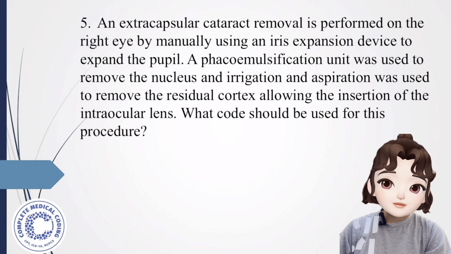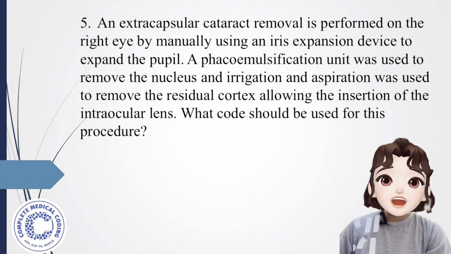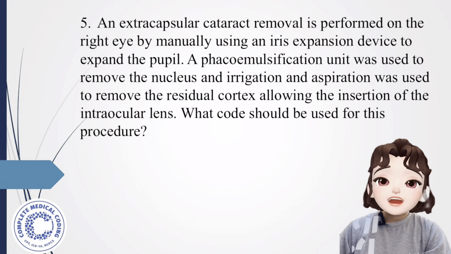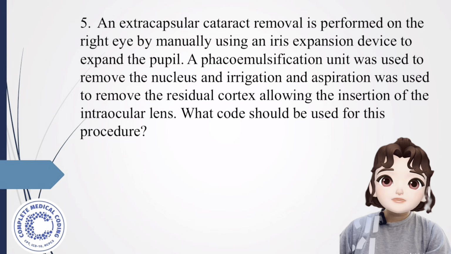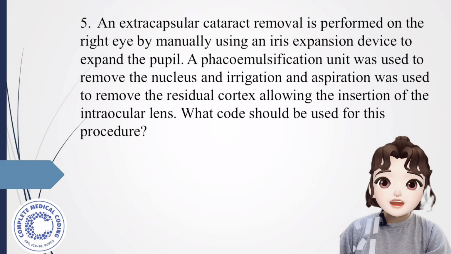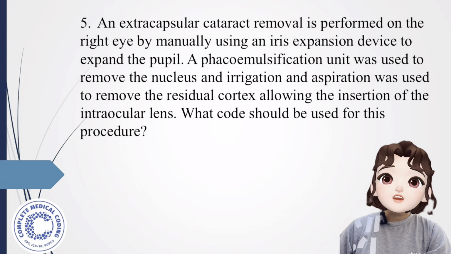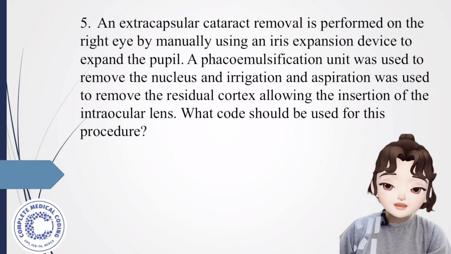Now I'll show you one more question, the fifth question. An extracapsular cataract removal is performed on the right eye by manually using an iris expansion device to expand the pupil. A phacoemulsification unit was used to remove the nucleus, and irrigation and aspiration was used to remove the residual cortex, allowing the insertion of the intraocular lens. What code should be used for this procedure?